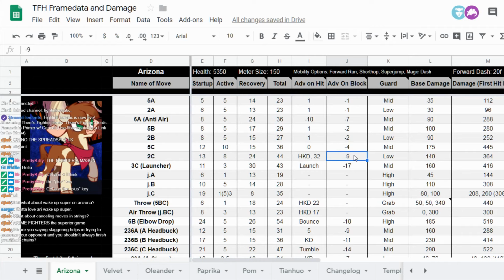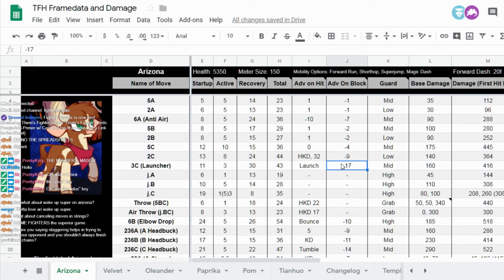Yes, staggering helps a lot in trying to pressure your opponent. In fact, always finishing your block chains is probably the worst route to go. Well, finishing your chains with something unsafe like launcher is definitely the worst route you can do. But finishing your chains every time is basically like you completely disregard the entire mix-up of the game, the entire mix-up of frame traps and how pressure actually works.